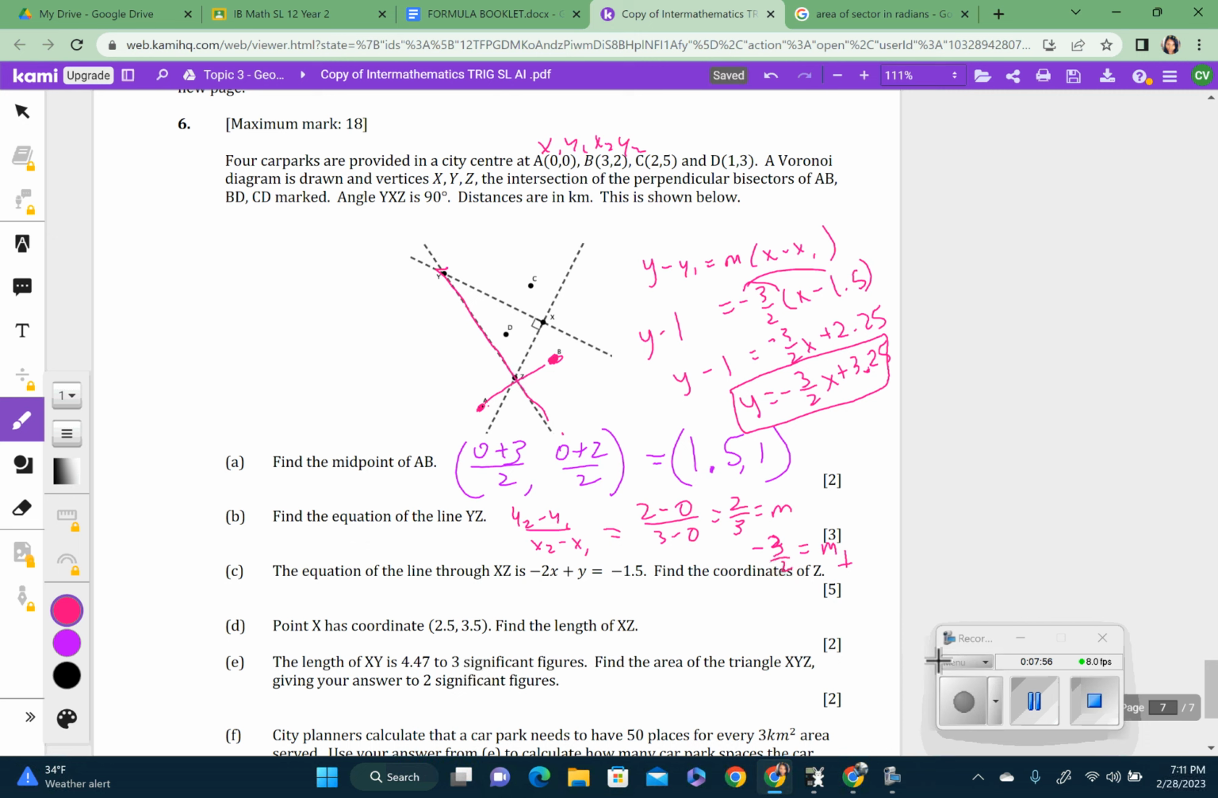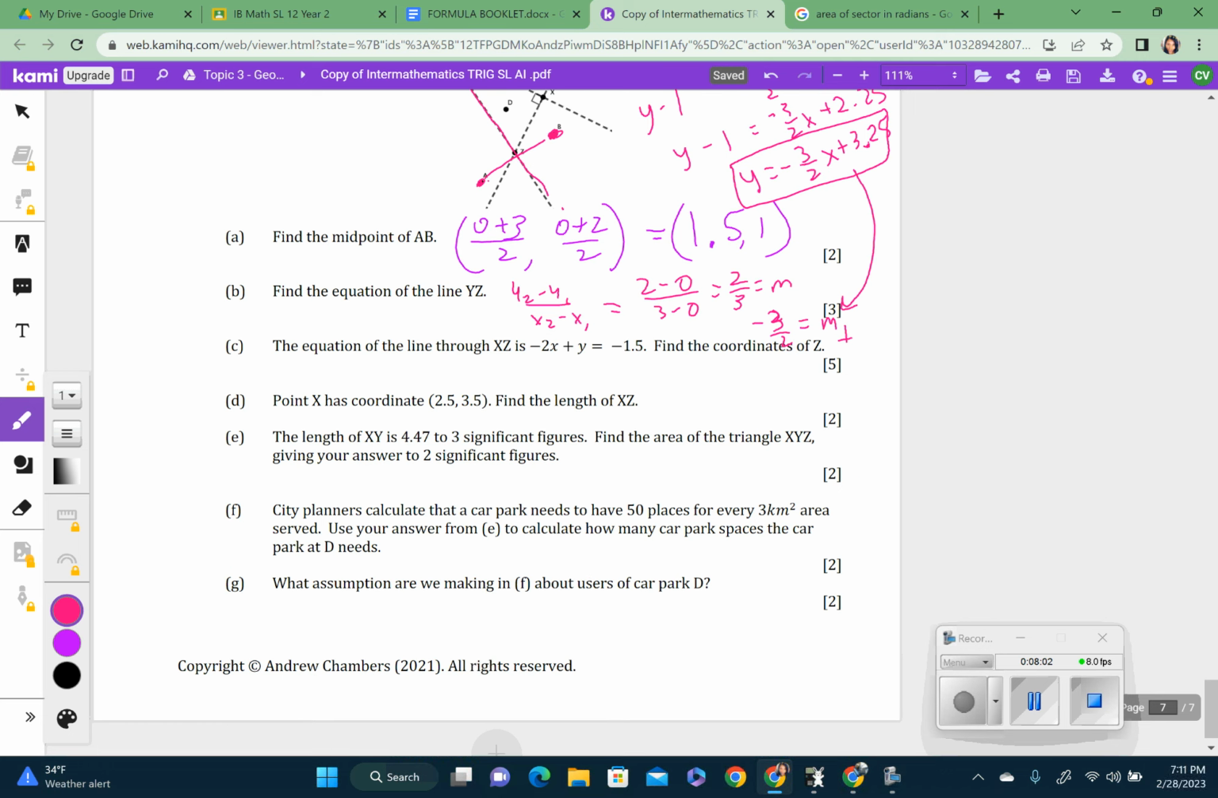Like I said, I'm running out of space, but let me just put an arrow here. So for the next one, for part C, the equation of the line through XZ, they give us the formula, and they want us to find the coordinates of Z.